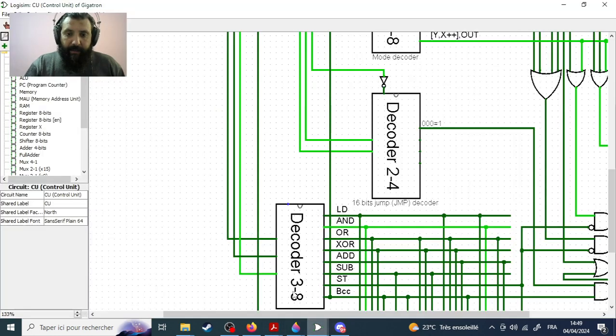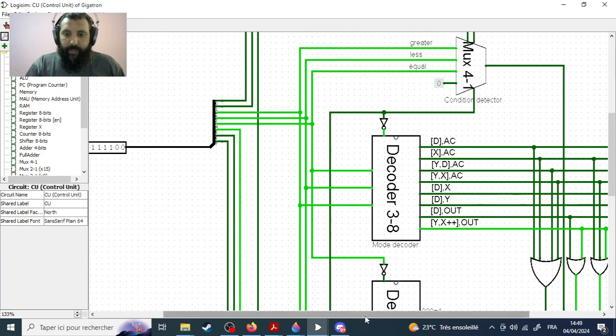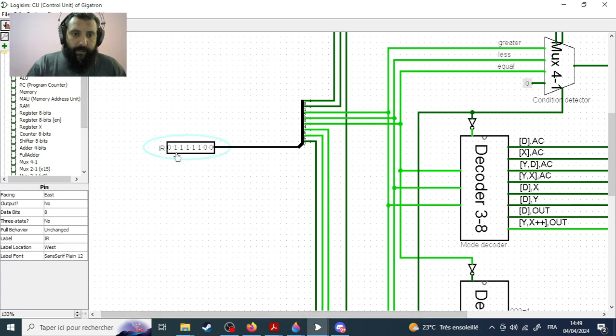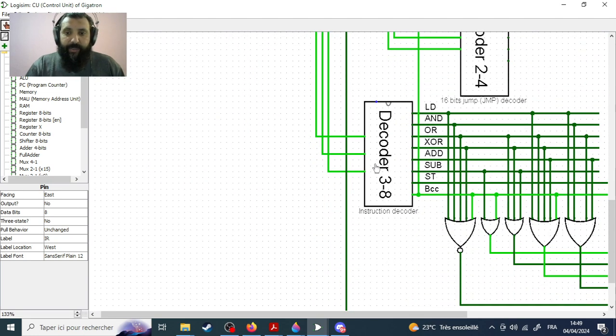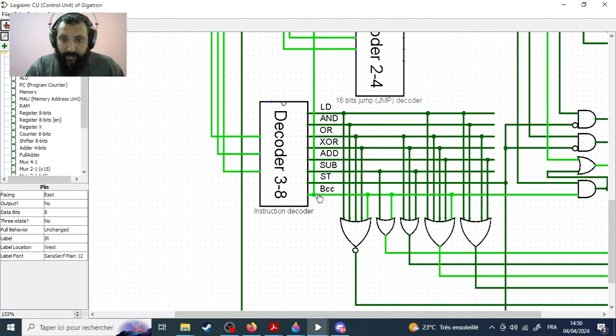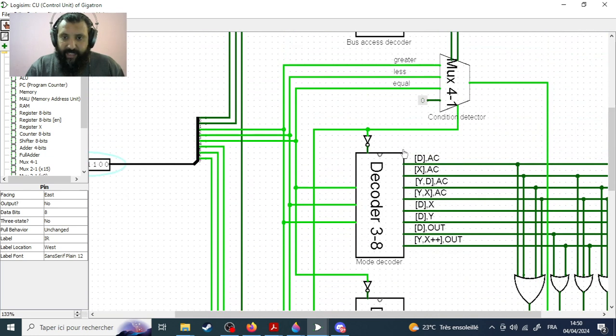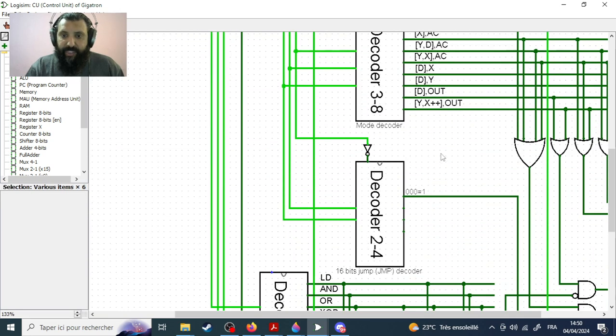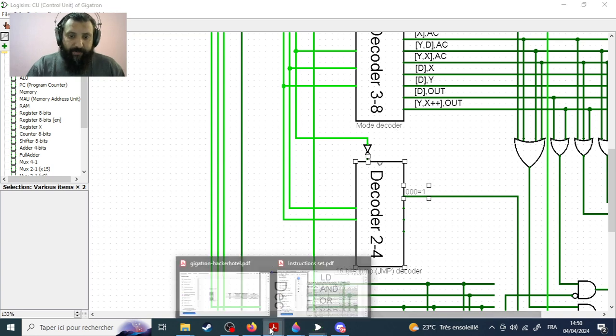For instance, if you choose to use a BCC instruction like this. This is the BCC instruction. You can see this automatically. We saw that last time. This line is about the BCC mode. When the BCC instruction is chosen, this line is activated. When it is activated, it will deactivate the addressing devices and activate the condition devices. This is automatically done.